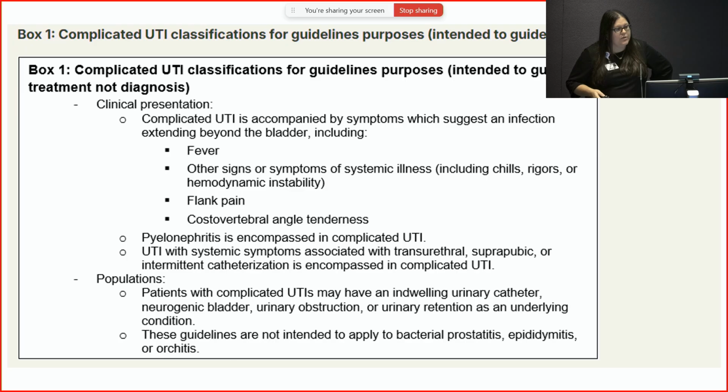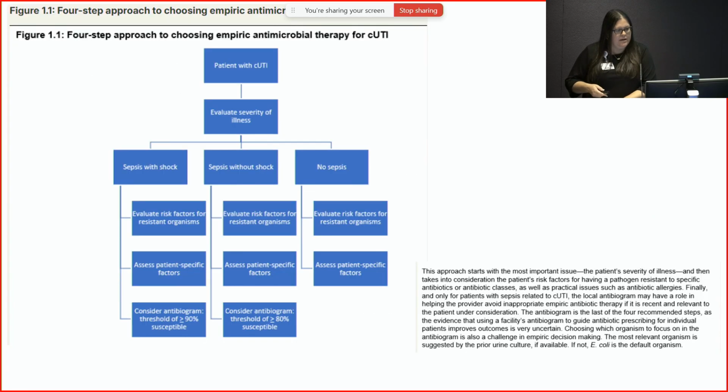For the complicated UTI classifications, again, this has all the systemic symptoms, hardware, and the bladder area and kidneys, and it has a nice little diagram on how to approach these.